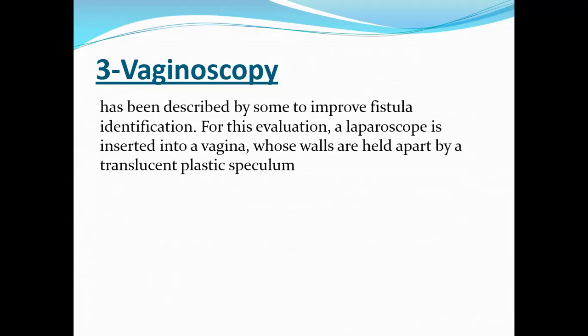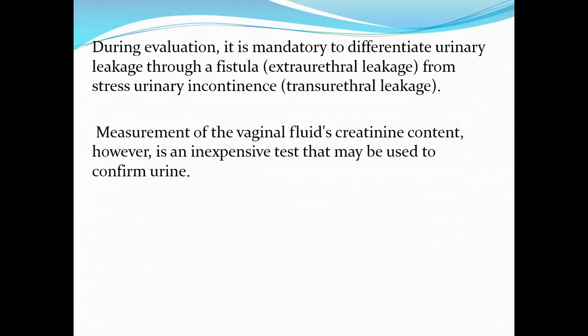Vaginoscopy: in this procedure, we inspect the vaginal wall properly using a laparoscope, the telescope and camera, or a hysteroscope with a translucent plastic speculum. We can inspect the whole vaginal wall to specify the size and the site of any defect. During the evaluation, we should differentiate again the fistula from stress urinary incontinence.